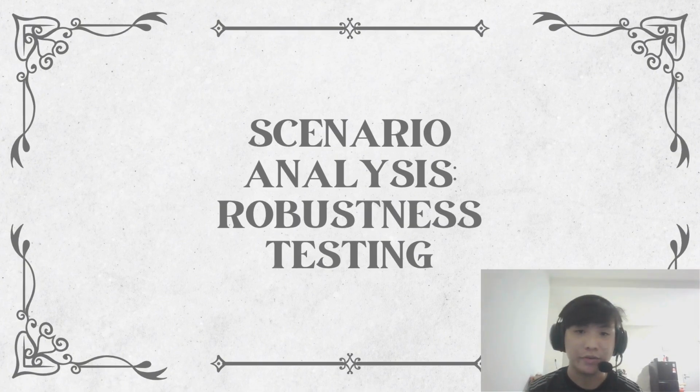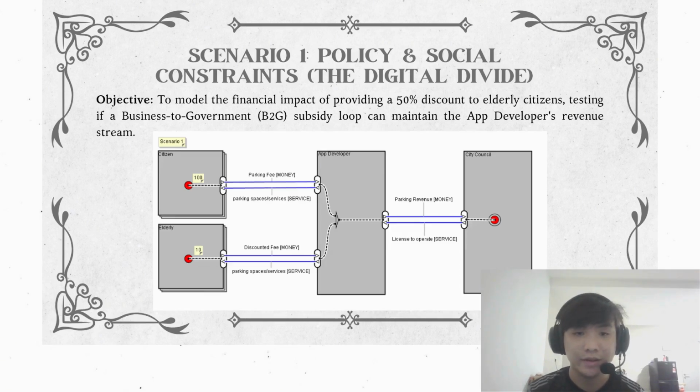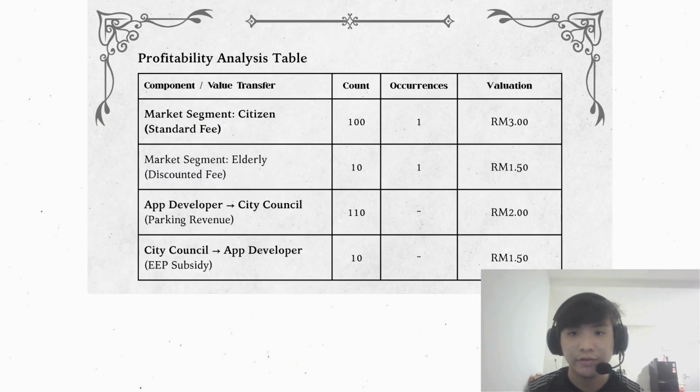For scenario 1, we introduce a social constraint representing the digital divide, where the city council implements a policy providing a 50% parking discount for elderly citizens aged 60 and above. This adds a new elderly market segment of 10 users to our initial 100 standard citizens. To protect the system viability, we introduced a subsidy loop. The elderly segment pays a discount fee of 1 ringgit and 50 cents to the app.